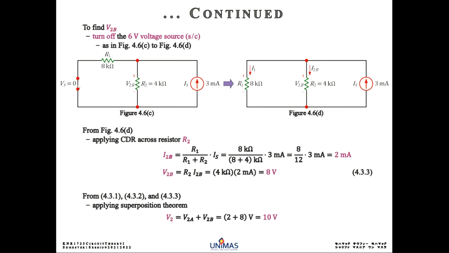Okay, that is obvious. But the thing is that you want to find V2B. How do you want to find V2B if you have this circuit? So what you do is that you redraw the circuit, only then you can see that R1 is parallel with R2, and then you have a source current IS. Obviously you can find the V2B if you know I2B. How do you want to find I2B?